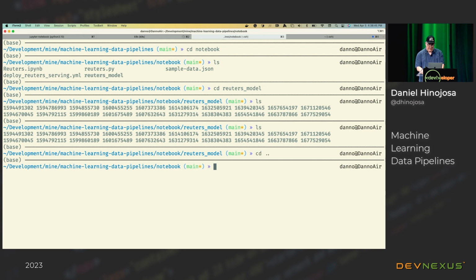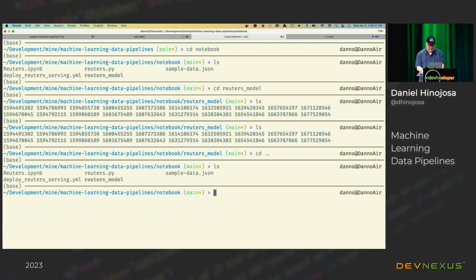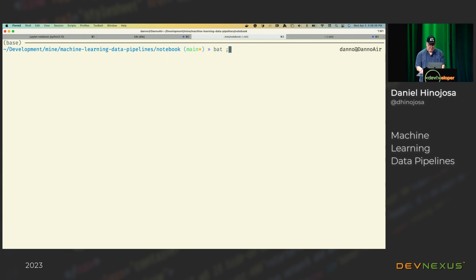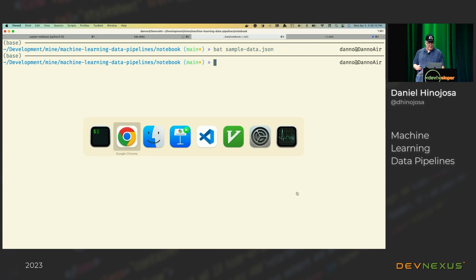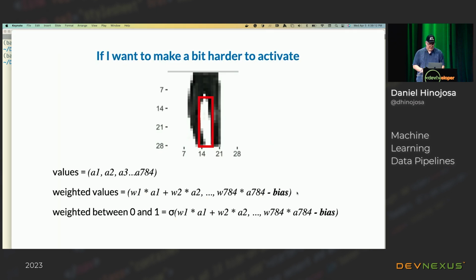Let's go over here, and let's do a bat. I don't know if you know about bat. Bat is like cat, but it has lines and colors. I don't even know if it's going to look good. Yeah, it's going to look great. Look at that. So here's not what bat looks like, but here's what the JSON looks like. I hit that particular web service, and what that's going to do is return another JSON with those particular probabilities. All right.